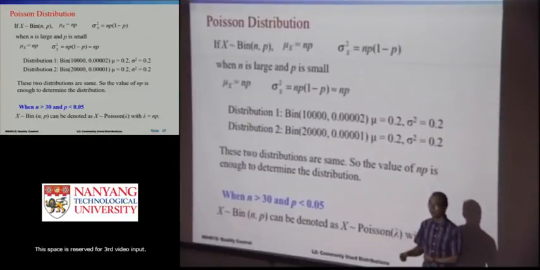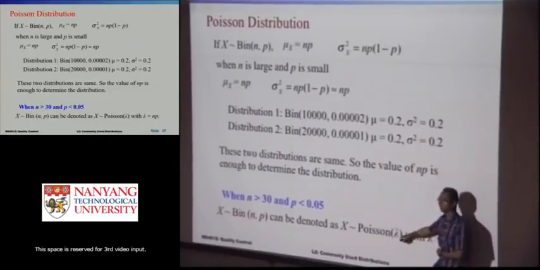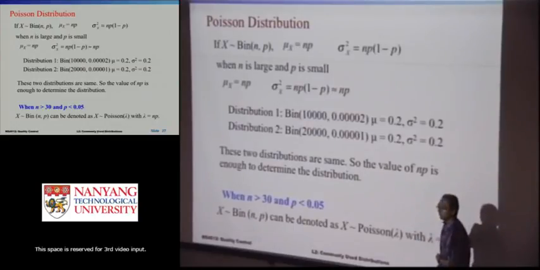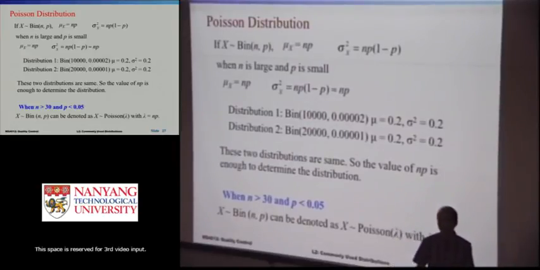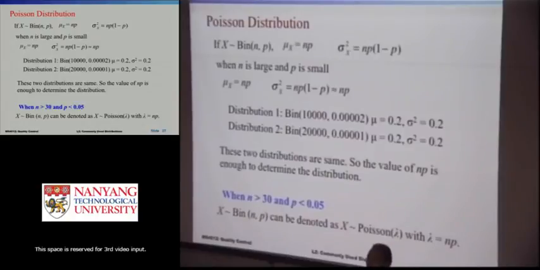For the Poisson distribution, there is one parameter, lambda. And this lambda equals the number of trials in the binomial distribution times the successful probability in the binomial distribution. So if you want to apply the Poisson distribution, you need to identify that the distribution satisfies the binomial distribution first. We cannot jump to the Poisson distribution directly, okay?